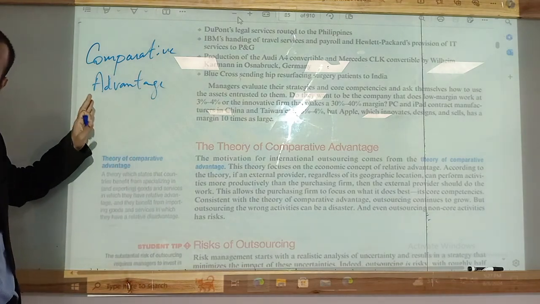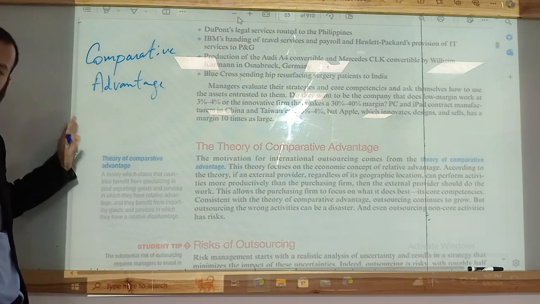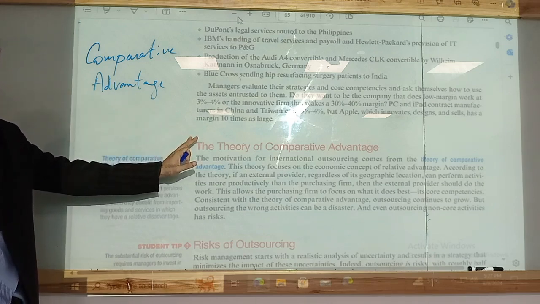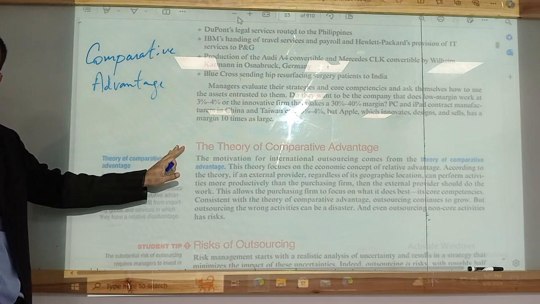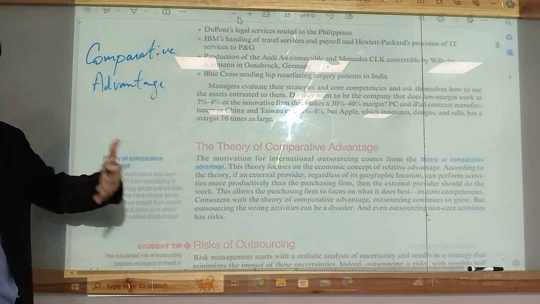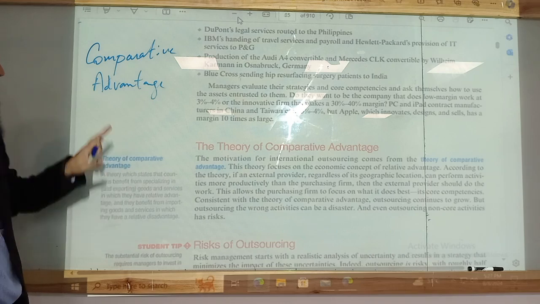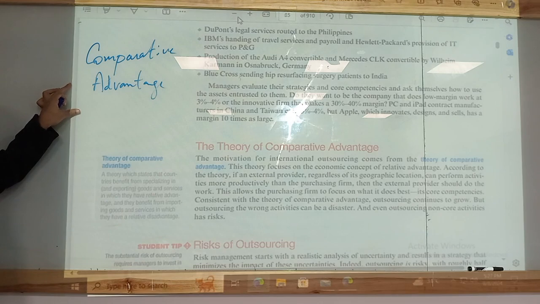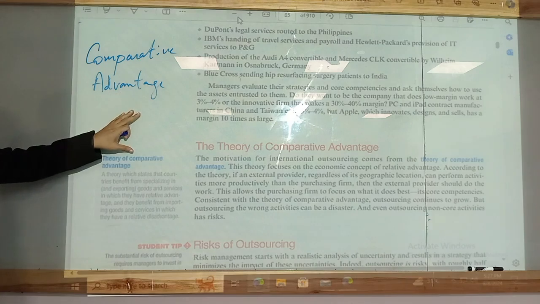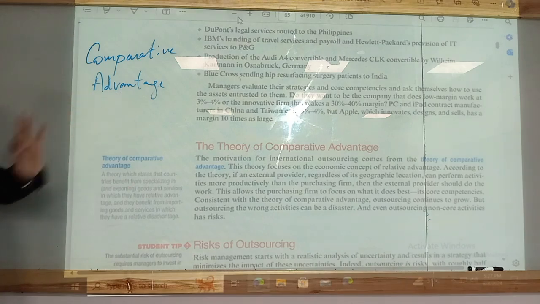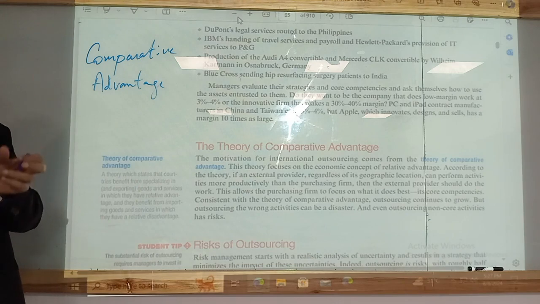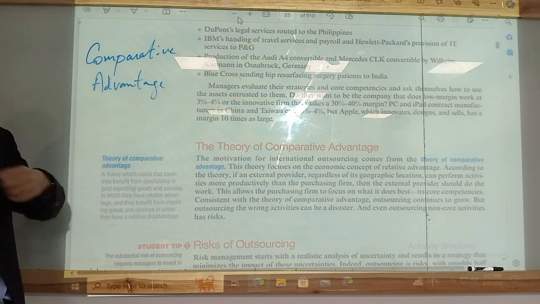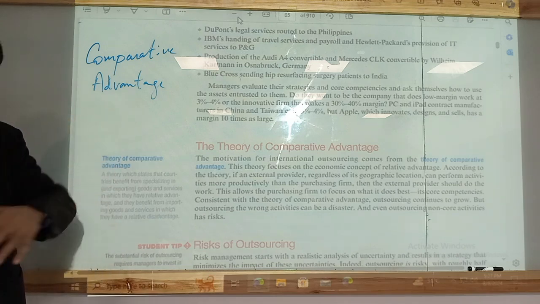Comparative means in comparison to other providers, product providers, service providers. Okay. So relative advantage and comparative advantage. Relative advantage means related to other companies, and comparative advantage means comparing to other nations, other companies, etc. When we say relative advantage, we talk about particular services. But when we say comparative advantage, we can talk about the nation, the economy, in general.